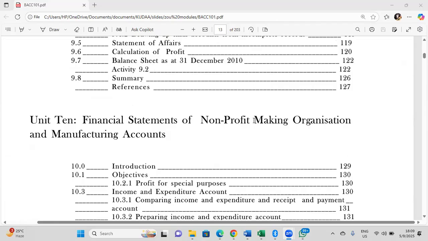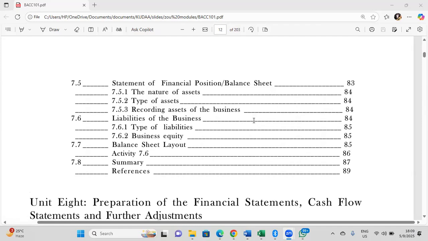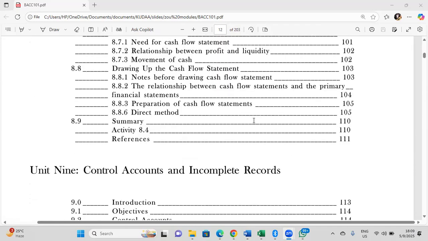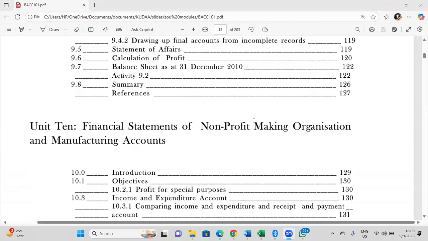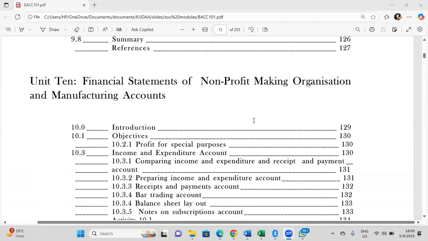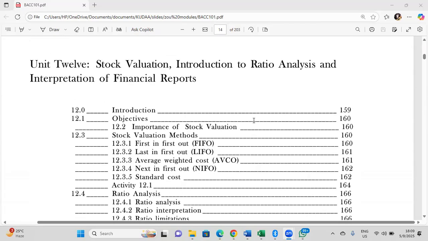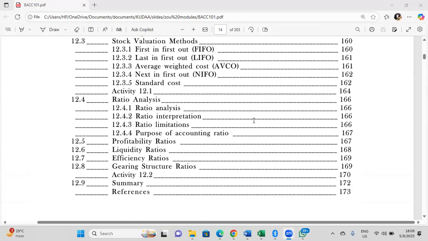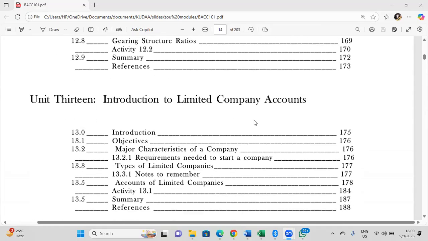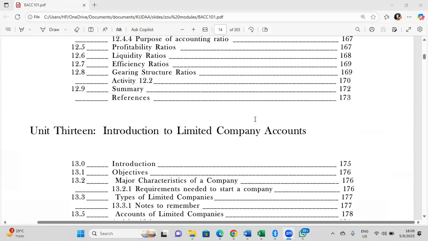Then chapter 10, so we are supposed to cover chapter 8. We are supposed to cover chapter 9. We are supposed to cover chapter 10, that's the non-profit making organizations. We are also supposed to cover unit 11, that's depreciation and provision for bad debts. Unit 12, stock valuation and ratio analysis. Introduction to limited companies. What you're supposed to cover is a bit broad.